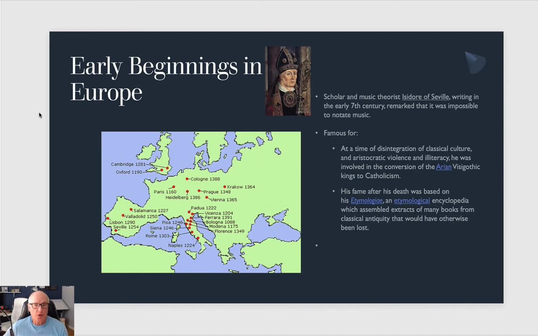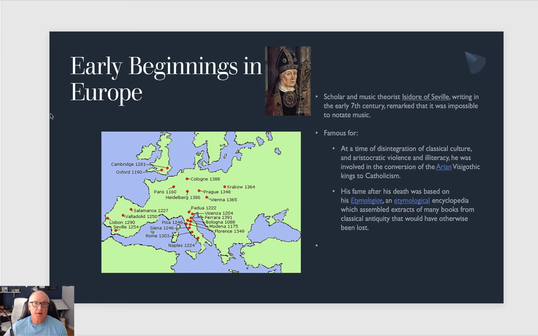But the early beginnings in Europe we can kind of trace back to a music scholar and theorist, Isidore of Seville. He was writing in the early 7th century and remarked that it was impossible to notate music. Now, it was really interesting. He became a saint in the church, and he was famous at a time of crazy disintegration of classical culture and aristocratic violence and illiteracy, because he was well educated, and he was involved in the conversion of the Arian Visigothic kings to Catholicism. So it's the spread of Catholicism in Spain, in that particular area.